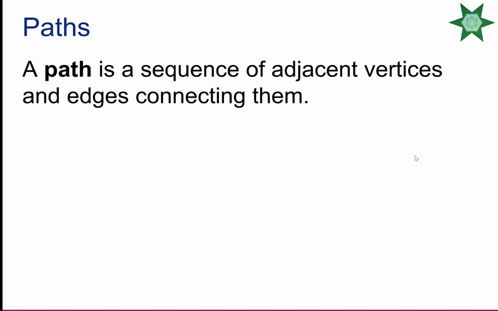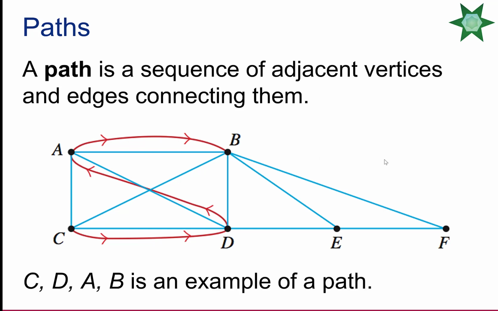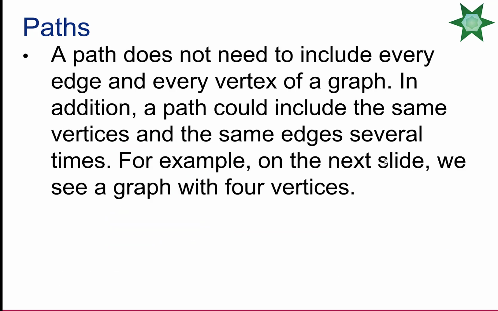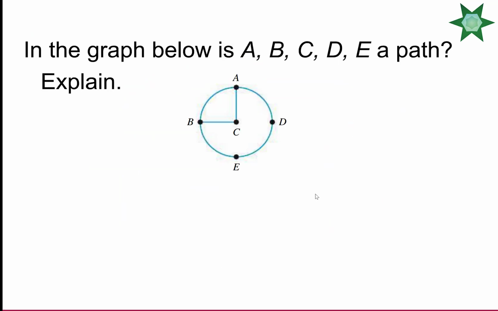A path is a sequence of adjacent vertices and edges connecting them. Here's an example of a path. We start at vertex C, we travel to D, then up to A, and then to B. A path does not need to include every edge and every vertex of a graph. In addition, a path could include the same vertices and same edges several times. For example, on the next graph here, we could just keep going around and around, A, B, C, D, A, B, C, D. Those would be a path that just keeps going and going.